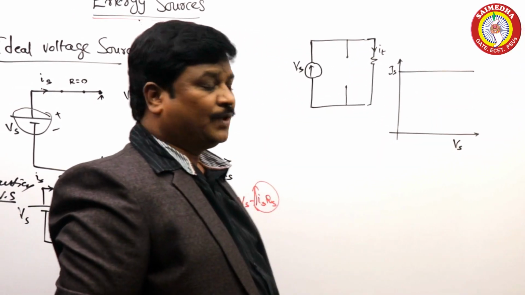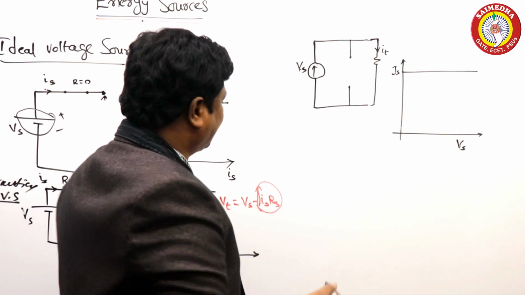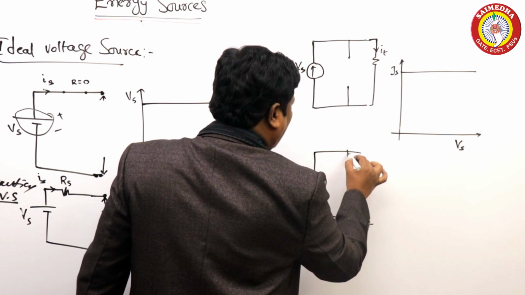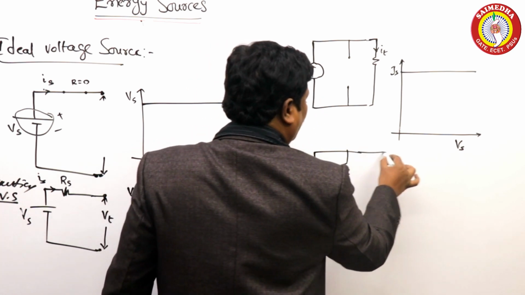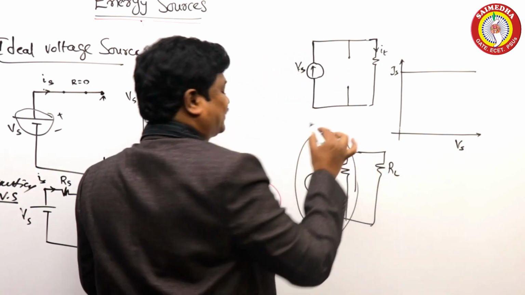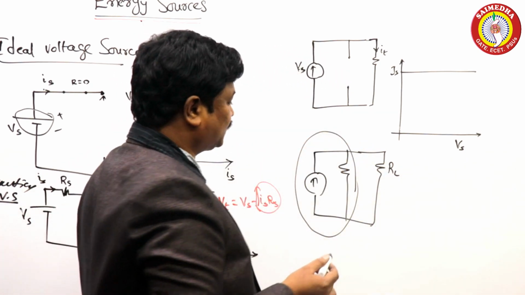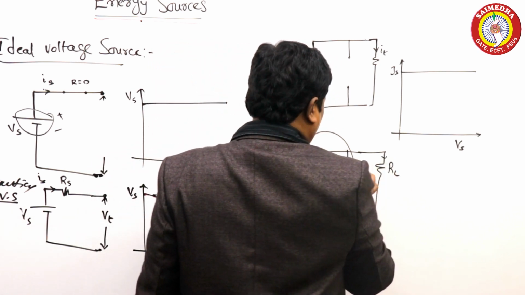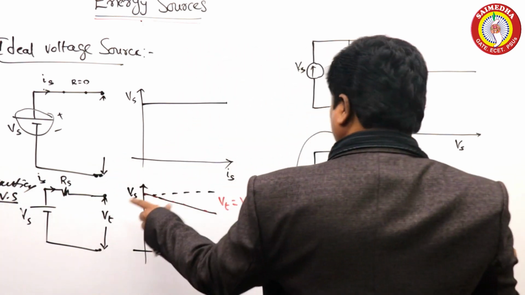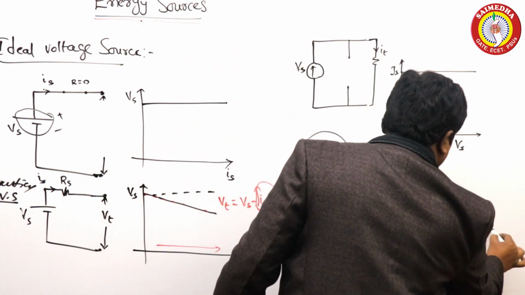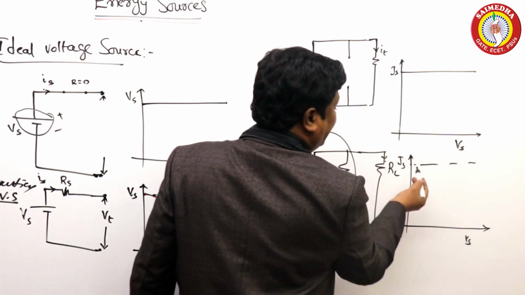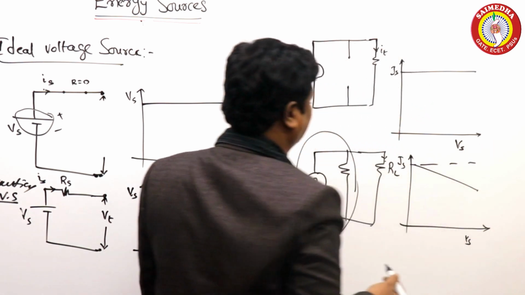In a similar manner, consider the practical current source: a current source in parallel with a large resistance, and keep in mind we have a load resistance RL. This one is the source. What happened here? When the voltage across this one increases, the current through this one decreases. As I told you, under this condition, Vs is here, Is is here. This is the example for ideal. Practically this will be decreasing like this.